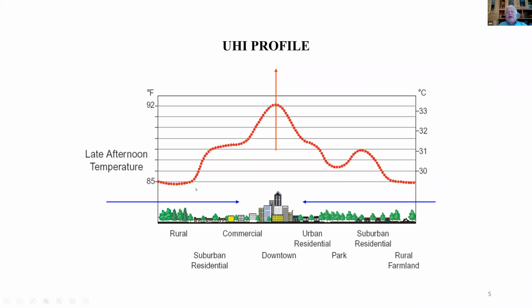And this is kind of an iconic diagram that shows the profile of temperature across the city with a peak at the center, but you can see secondary peaks, for instance, in highly built up suburban areas and so on. So it's not only one place, it can be different places within urban areas.